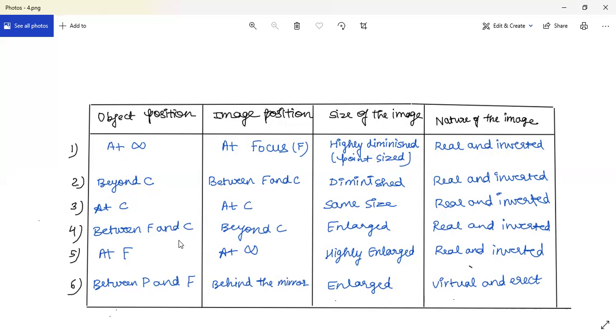So it became enlarged. Now, at F, it becomes highly enlarged. And then when the object comes so close, between P and F, it gets enlarged. I told you, this is a special case. Here it gets enlarged. Okay, so easy, right?